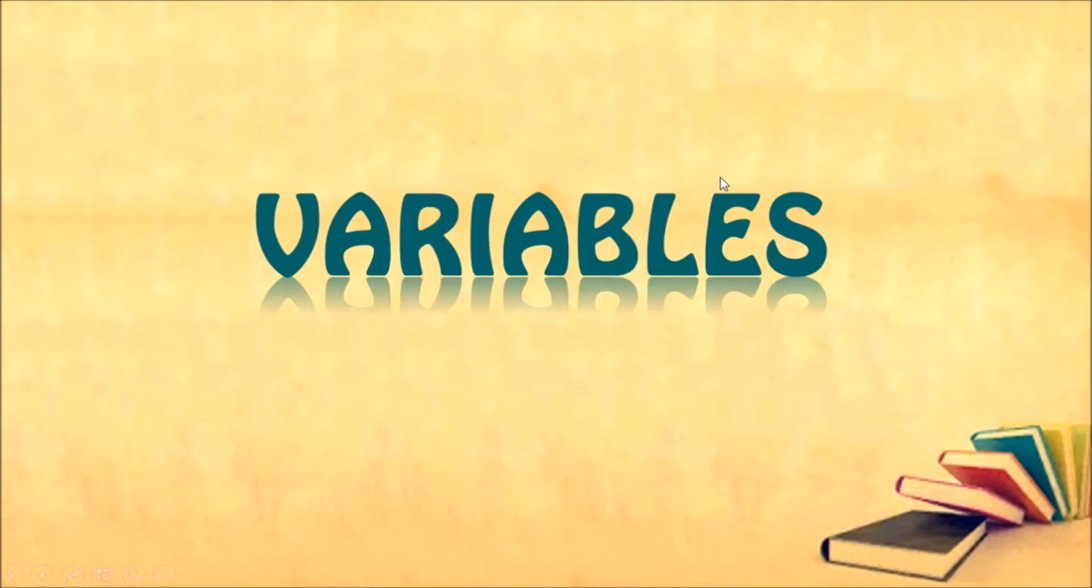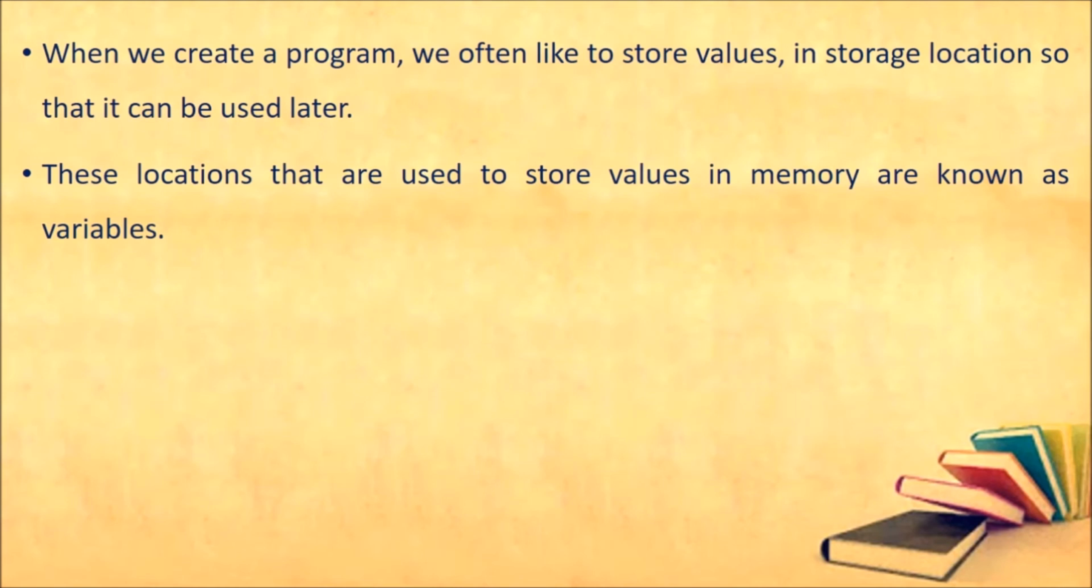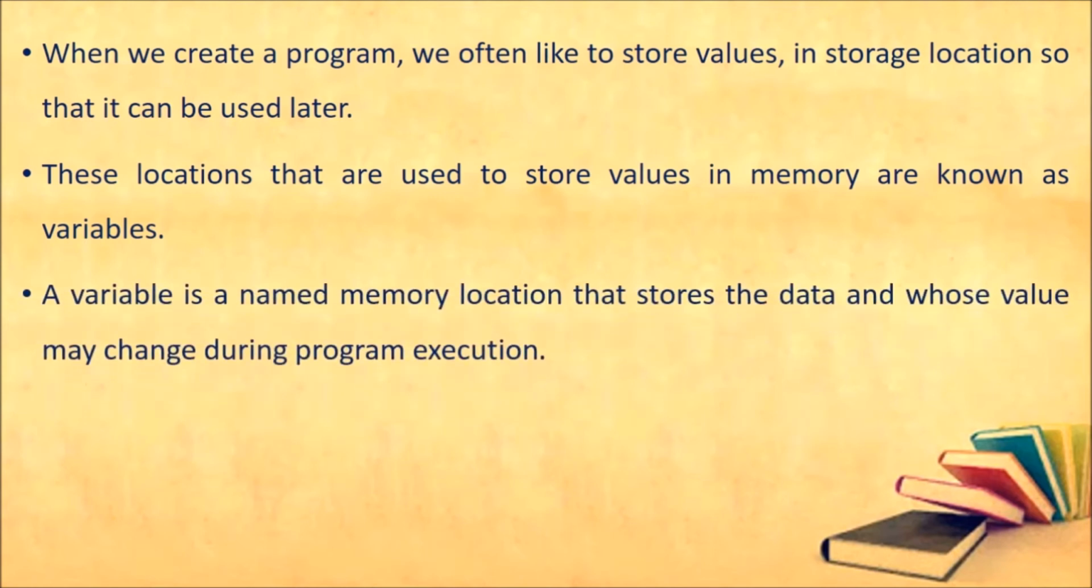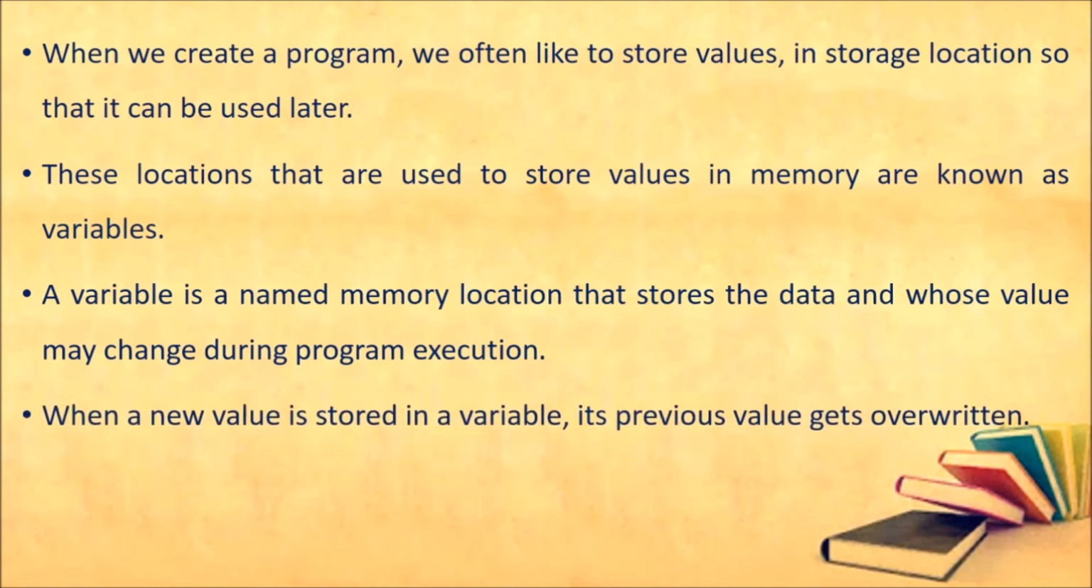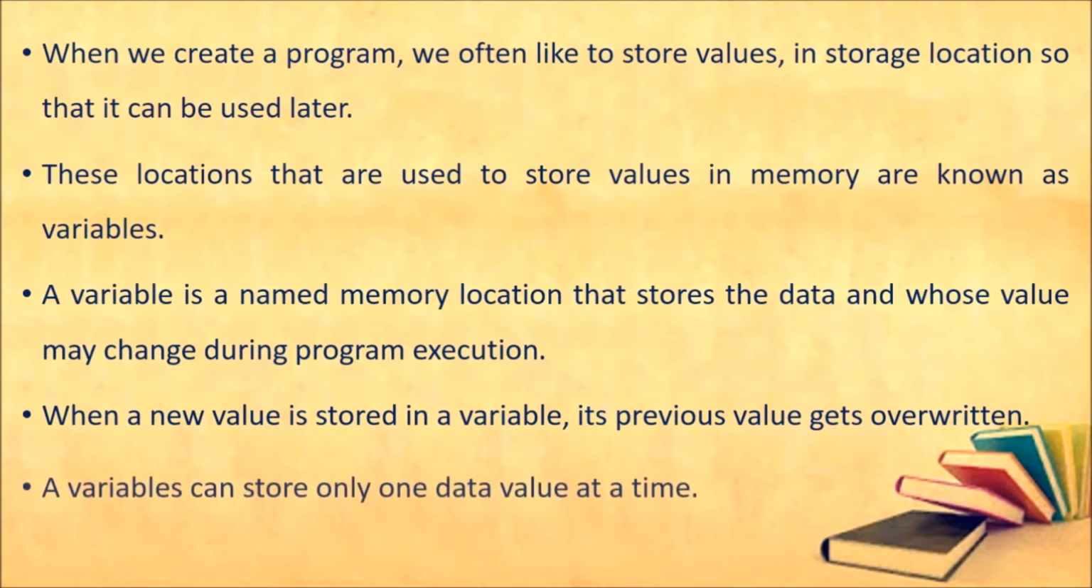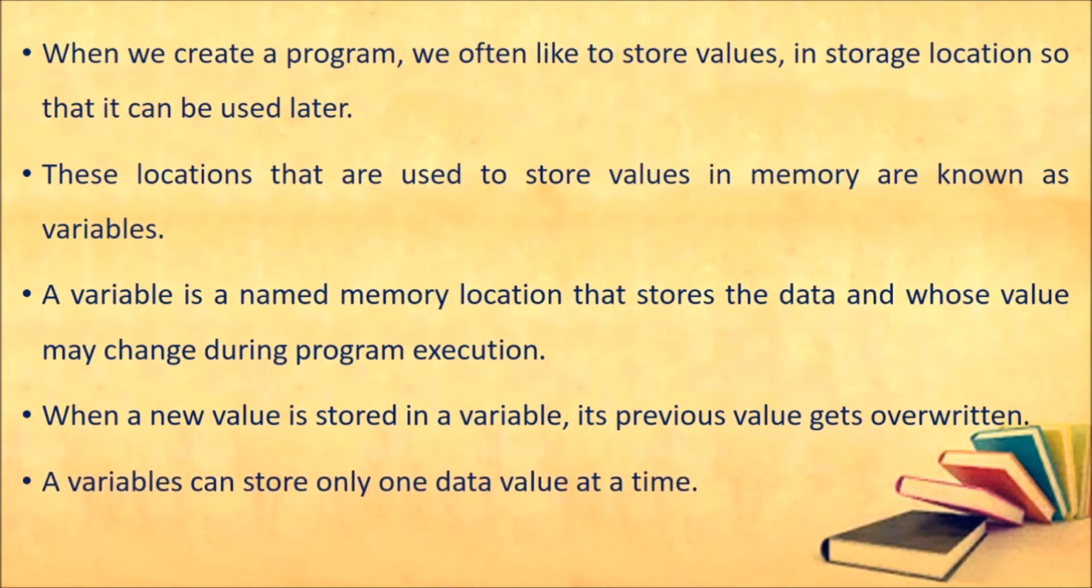So our next topic is variables. When we create a program, we often like to store values in storage locations so that they can be used later. These locations that are used to store values in memory are known as variables. So what is a variable? A variable is a named memory location that stores data and whose value may change during program execution. When a new value is stored in a variable, its previous value gets overwritten. A variable can store only one value at a time. Only one data value can be stored at one time.